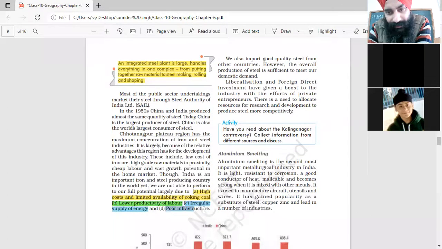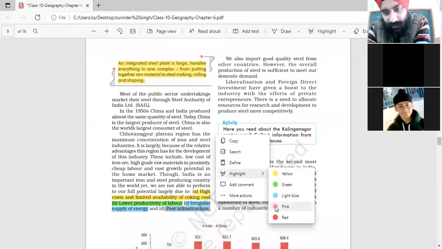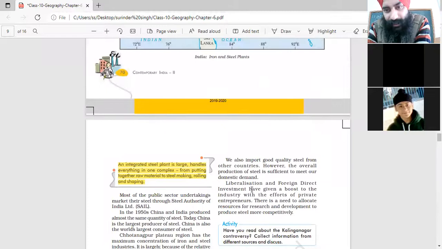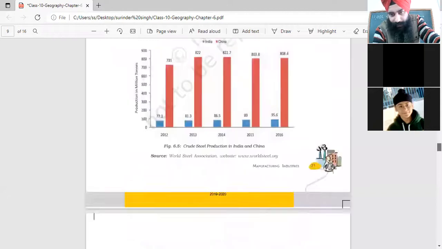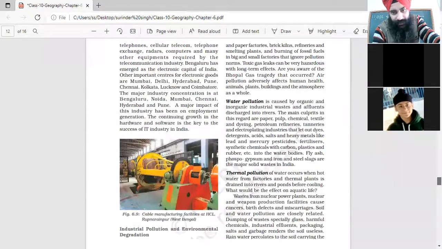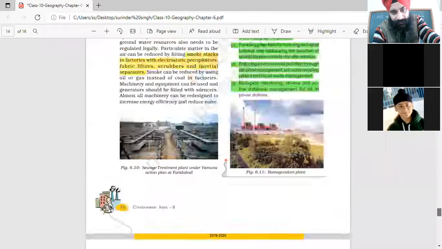Next, poor infrastructure is a barrier, an obstacle for the growth of iron and steel industries. Barrier towards the iron and steel industries, their growth in India.